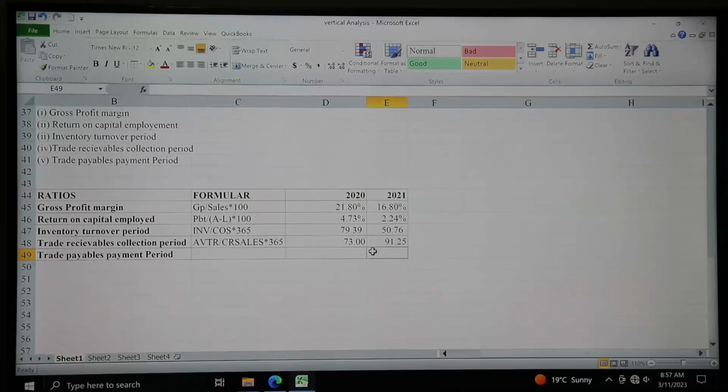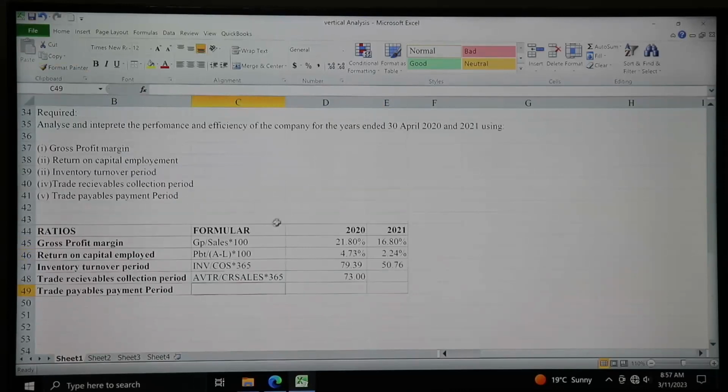So maybe you can try. Set the average of that and compute this again. For the trade payables payment period, you're supposed again to analyze. Now here we are going to use the average trade payables divided by credit purchases, multiplied by 365. So please perform those two tasks and give out the solution.